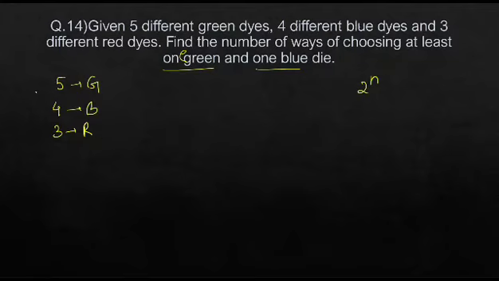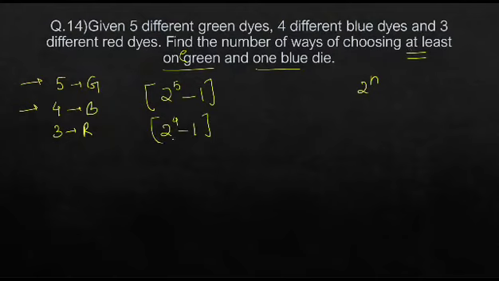So first we'll find out the number of ways of selecting green dice. It will be 2 raised to the power 5. Since it says at least one green, again we need to subtract 1 here. So this is for the green dice. Then second we'll go with blue dice. It will be 2 raised to the power 4. Again it says at least one blue die should be included, so we'll again subtract 1. This 1 is for the case where we choose no blue die, which is included in this, so we need to subtract it, so that that way of selection is not involved.